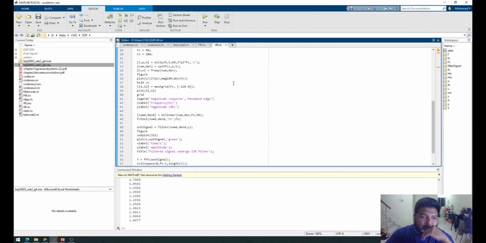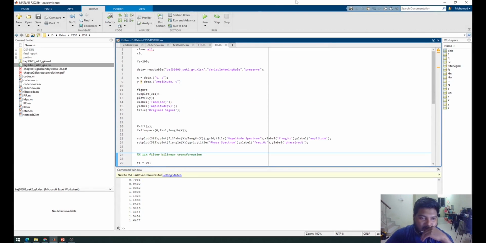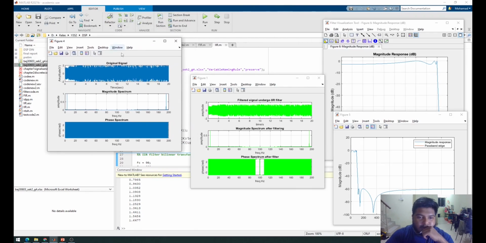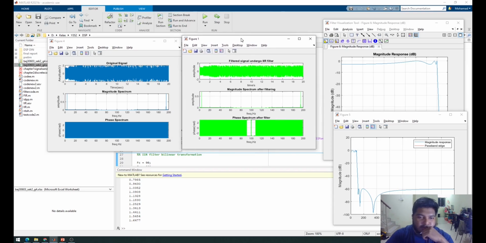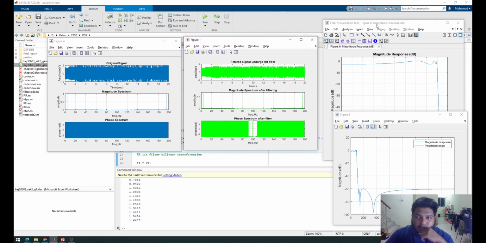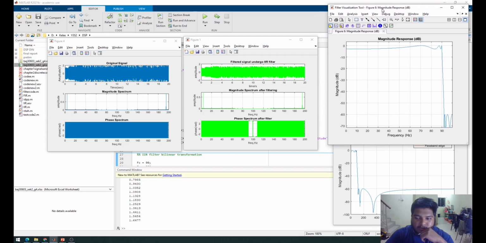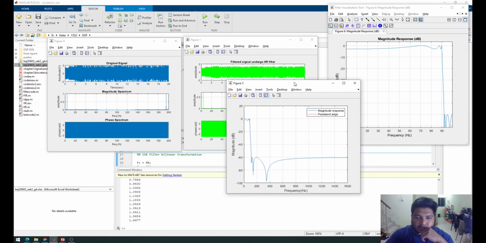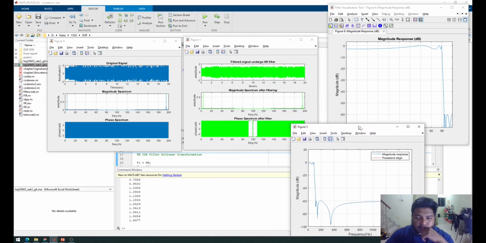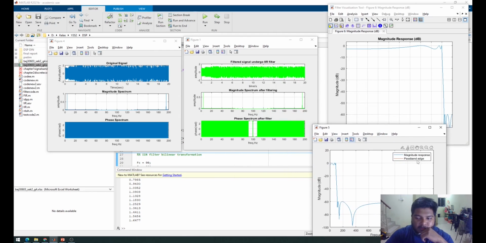So this is the code for the IIR filter, and I'm going to run it now. Okay, here is the original signal, which is the blue color. The green color is the filtered signal, and this is the magnitude response of the filter. And here it shows the magnitude response along with the passband edge. So that's all for the design analysis part.